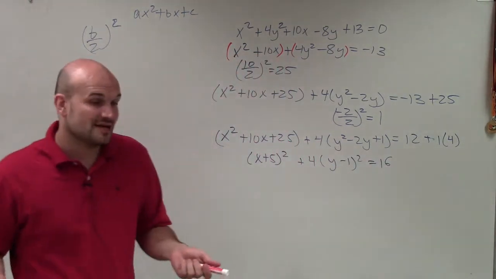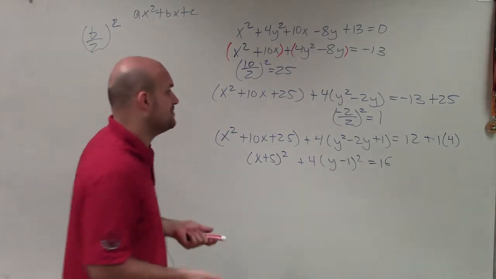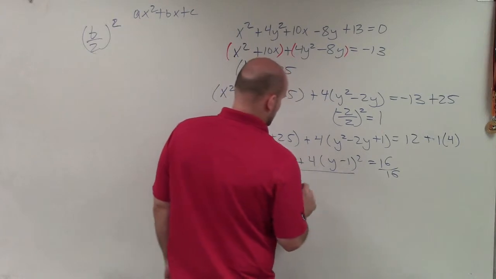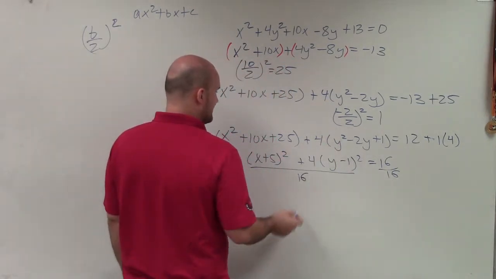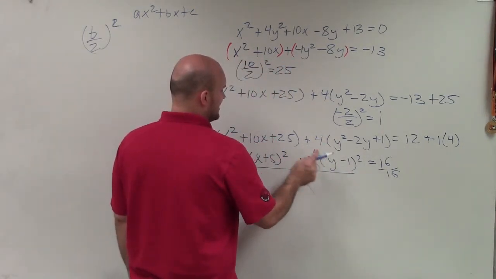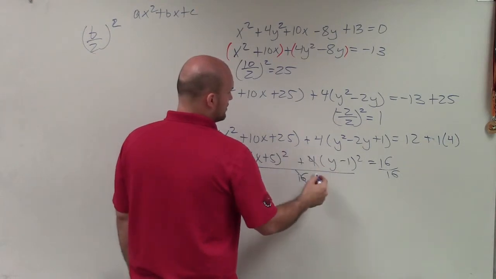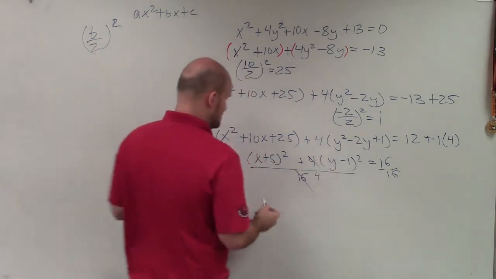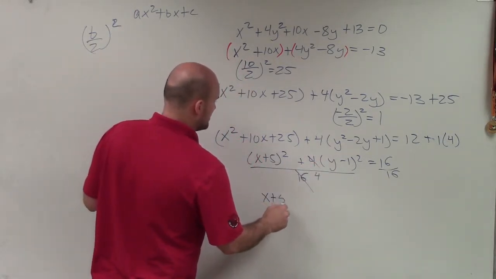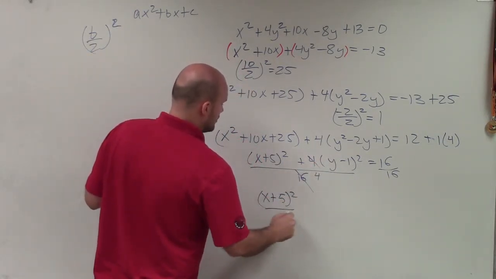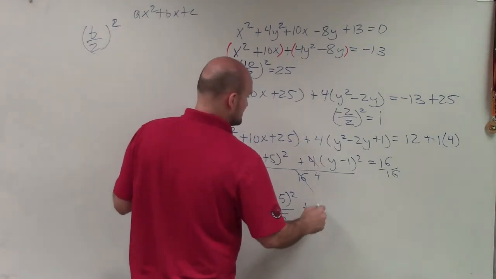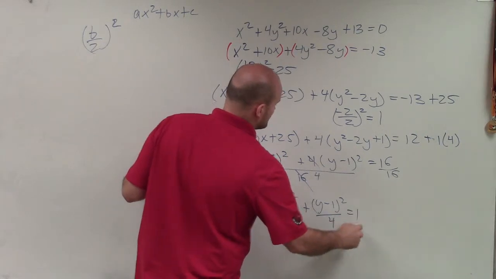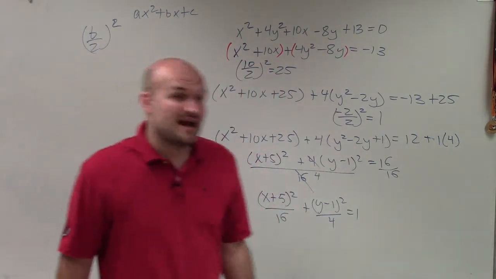And we're almost at our standard form. But before we get to our standard form, we've got to make sure we set it equal to 1. So I divide by 16 on both sides. Now the 16 divides in. That simplifies to 4 over here. Remember, you have to divide the 16 into both of these terms. So therefore, I have a final equation of x plus 5 squared over 16 plus y minus 1 squared over 4 equals 1. Okay, so now I've found the standard form.